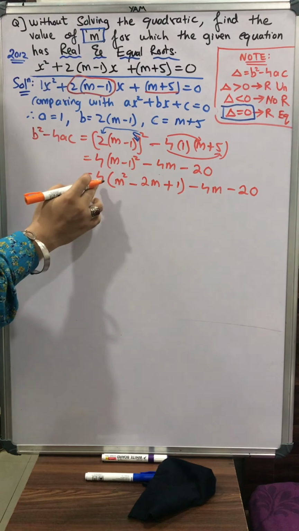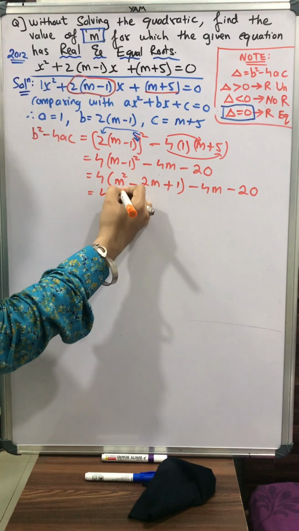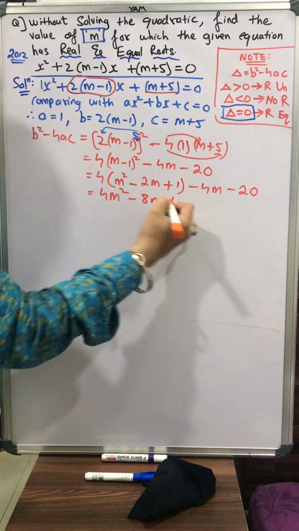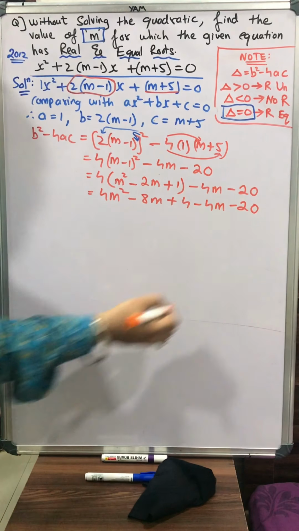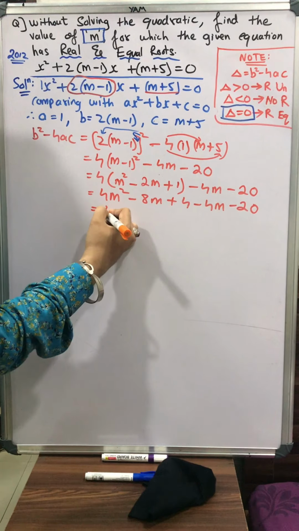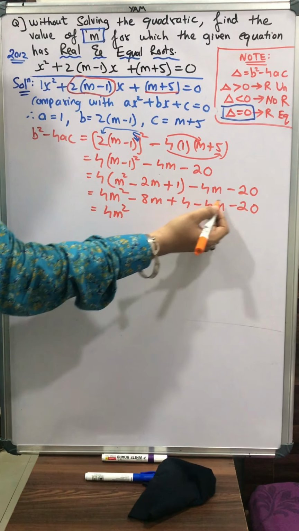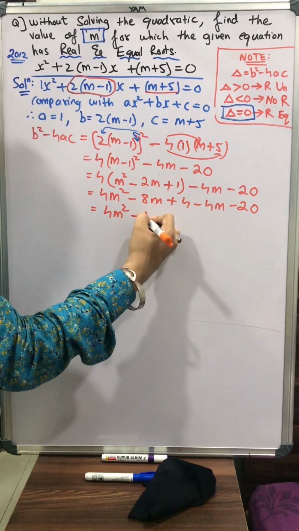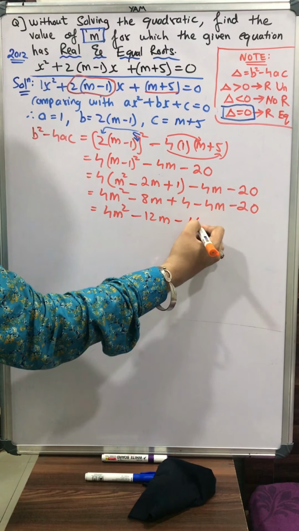Now this 4 will be multiplied with all the three terms inside. 4 into m square is 4m square, minus 4 into 2, so it becomes 8m, plus 4 into 1 is 4, minus 4m minus 20. Now we can see there is only one term of m square, so I'll write it as it is, 4m square. Then here it is minus 8m and here it is minus 4m. So minus 8m and minus 4m becomes minus 12m. And 4 and minus 20 becomes minus 16.